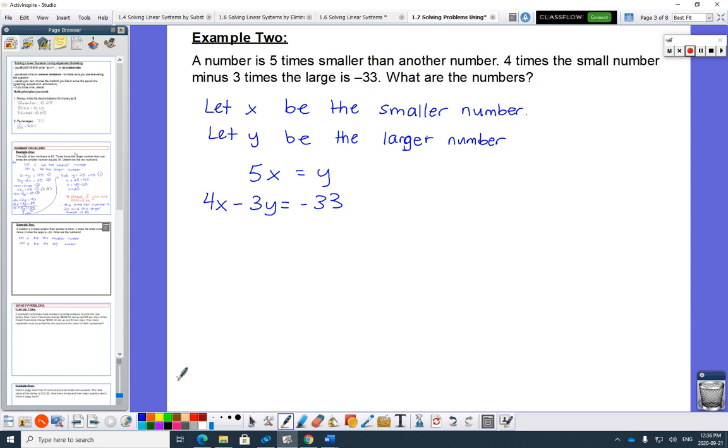So now one of our equations is already in the form y equals. So maybe this time substitution is a little bit more straightforward. We don't have to do any rearranging at all to do substitution. Whereas if you were going to do elimination, which you can, that's no problem, you would have to rearrange this. You'd have to bring the y to the other side.